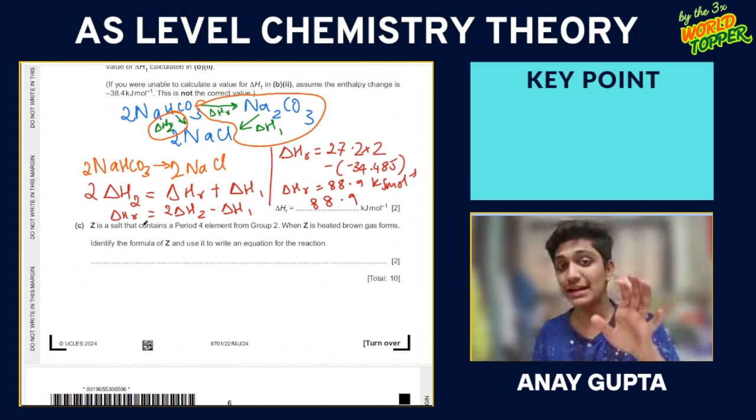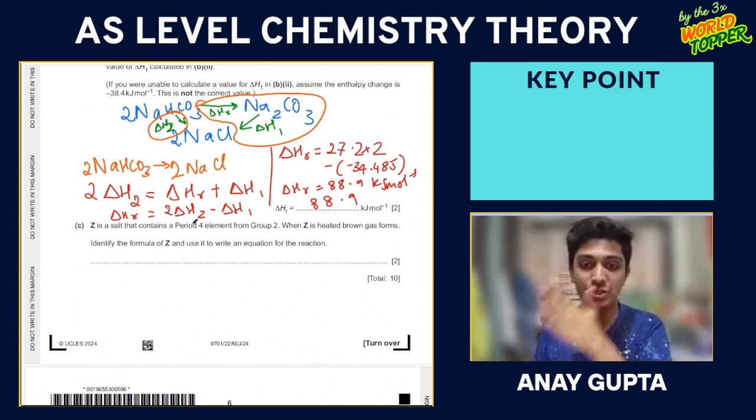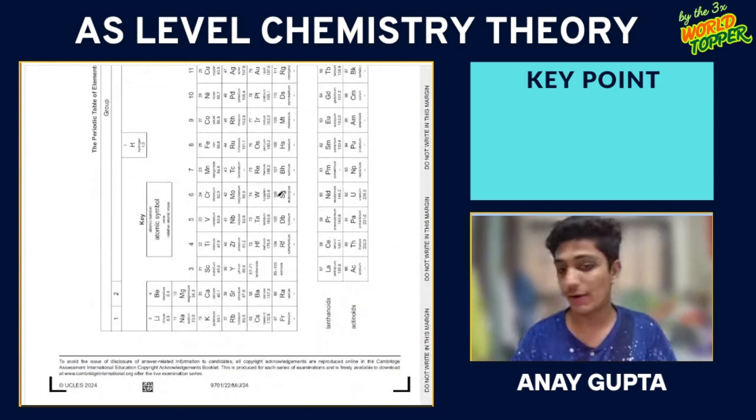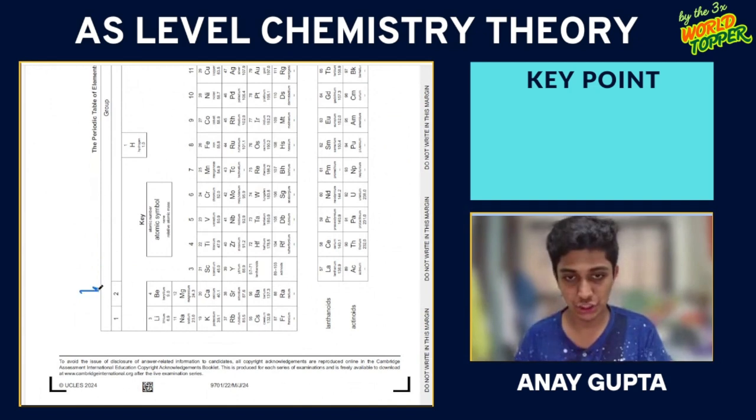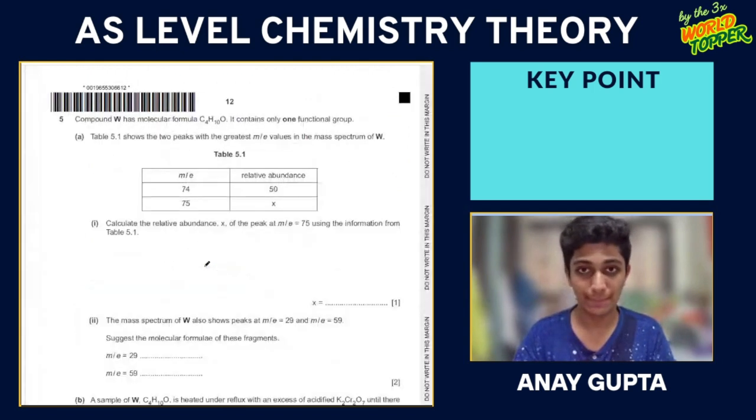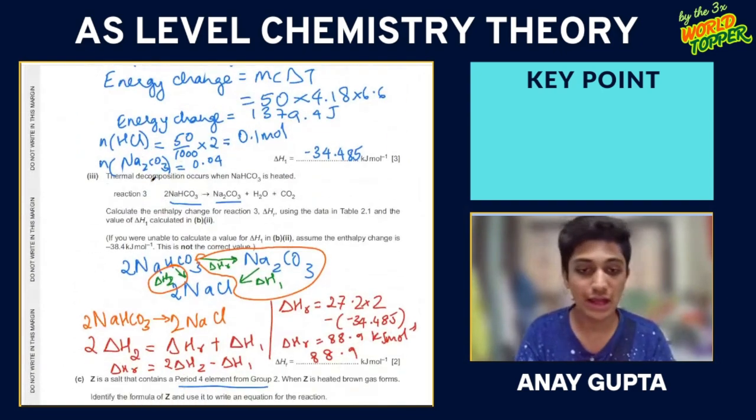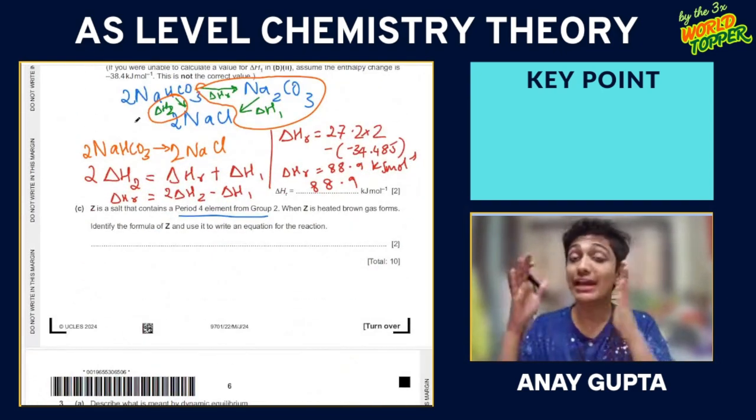So we know that Z has one ion which is a period 4 element from group 2. So let's just scroll to our periodic table. Group 2 is here and period 4, so 1, 2, 3, and 4. The fourth period gives us calcium. So that means calcium is the metal ion. Now we need to find out the anion.